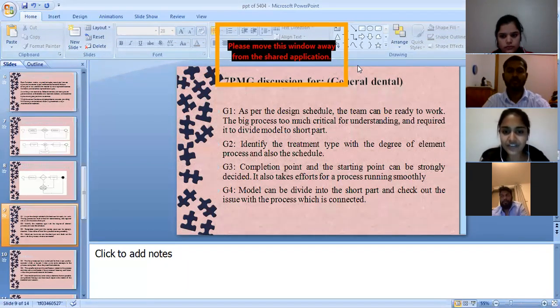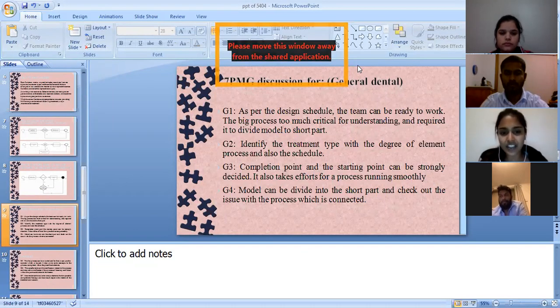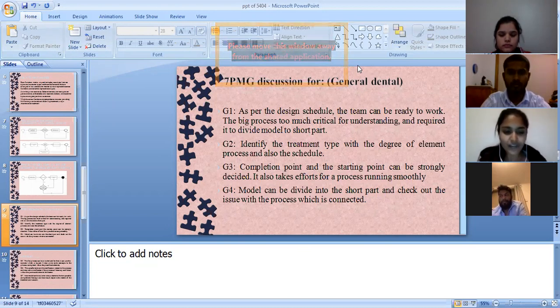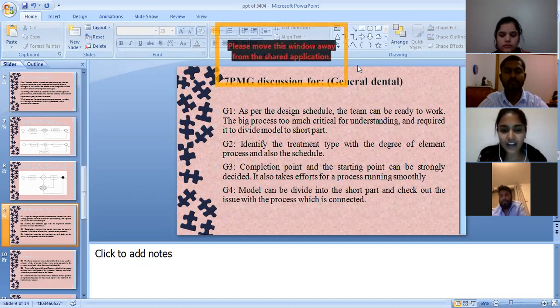So we will identify the treatment type, like which type of treatment the patient needs depending on his or her condition. The third guideline is that we will define the starting and the end point of the process. What will be our starting point and what will be our ending point? So here the starting point will be the start of the treatment, and the completion point is the completion of the treatment, the tests which will be conducted during the treatment.